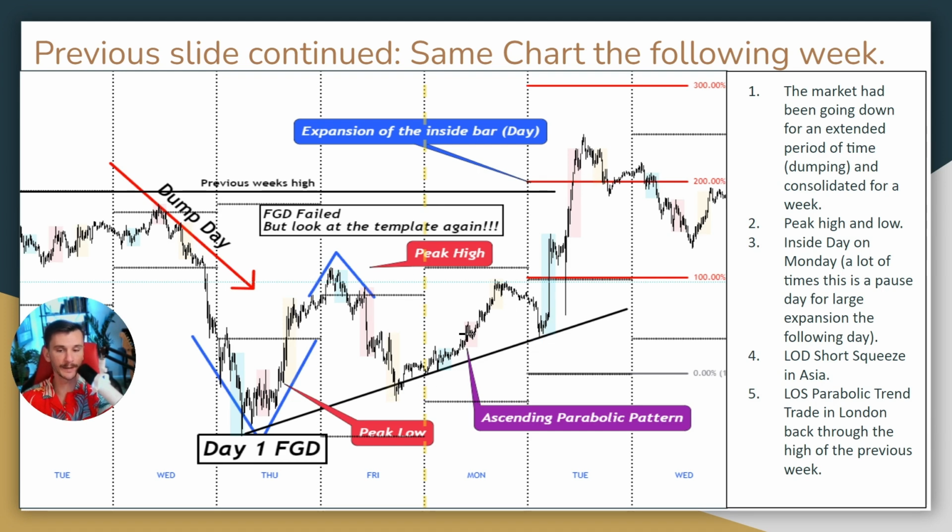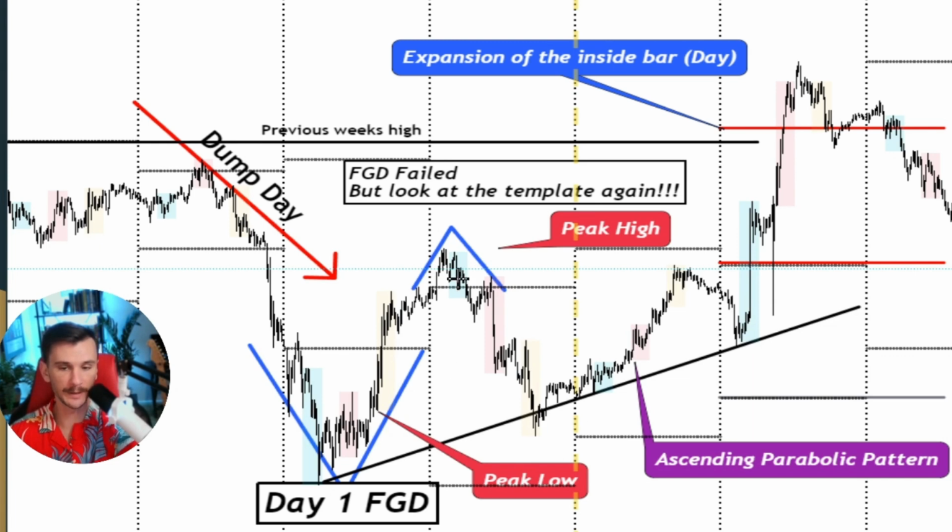Inside day on a Monday. Inside days can be either trend continuation days or pause days for a large reversal on the following day. So peak formation low, peak formation high, consolidation in the middle, and then you can see the ascending vertical move over here within that actual inside day, but then it turned into an inside day. So there was no follow through, which means it could be a pause day for the next day.